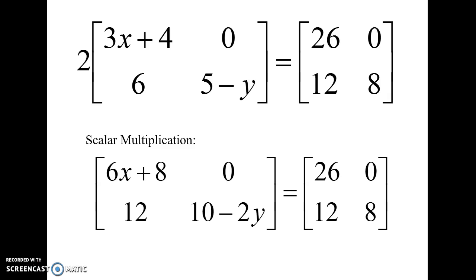So we took that really ugly, complicated thing on the left, and we added our matrices together. We did our scalar multiplication, just following order of operations, and that's left us with a matrix equal to a matrix. So now it's really easy, because we know that 6x plus 8 has to equal 26, and 10 minus 2y must equal 8. So just separate those equations individually and work them out with basic algebra.